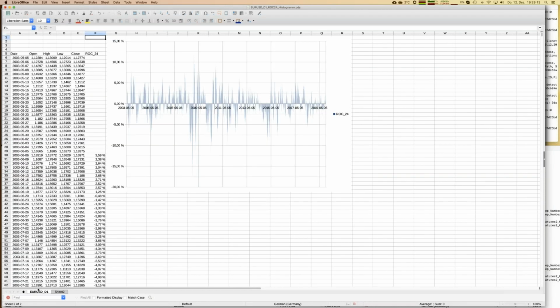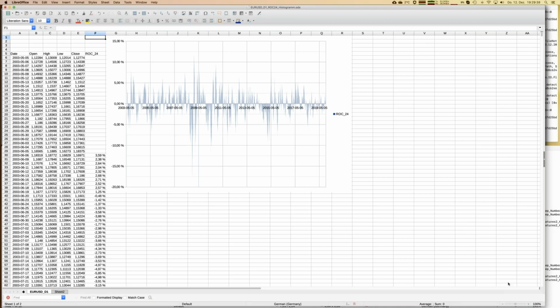In order to have less data, I will do the illustration on Euro US dollar D1, simply because I don't want to have 90,000 values. I have only about 4,000 values, but just to illustrate what I mean with that histogram and grouping those values.